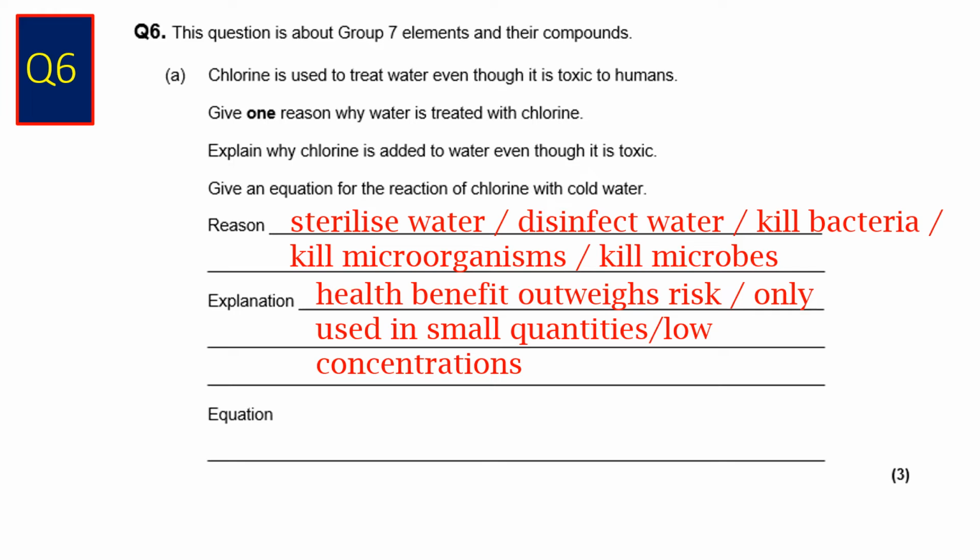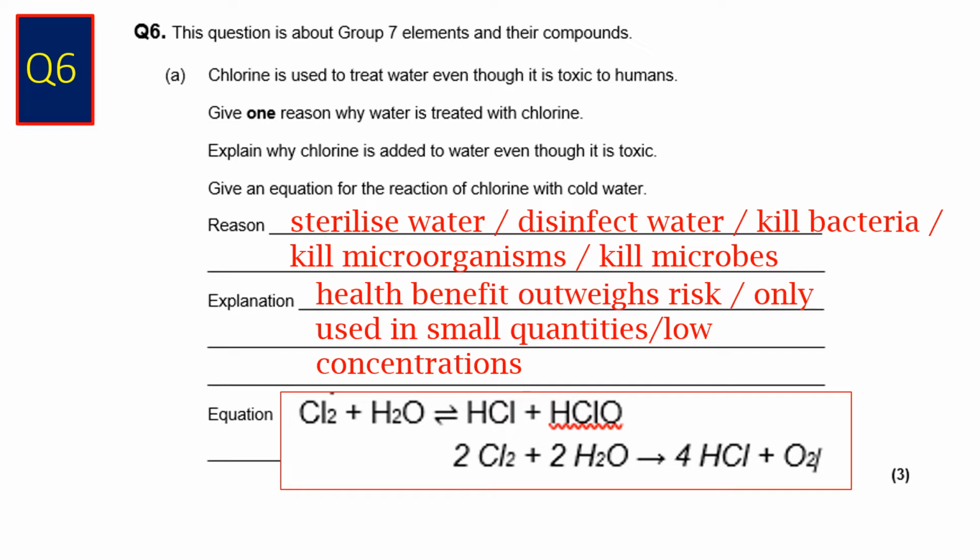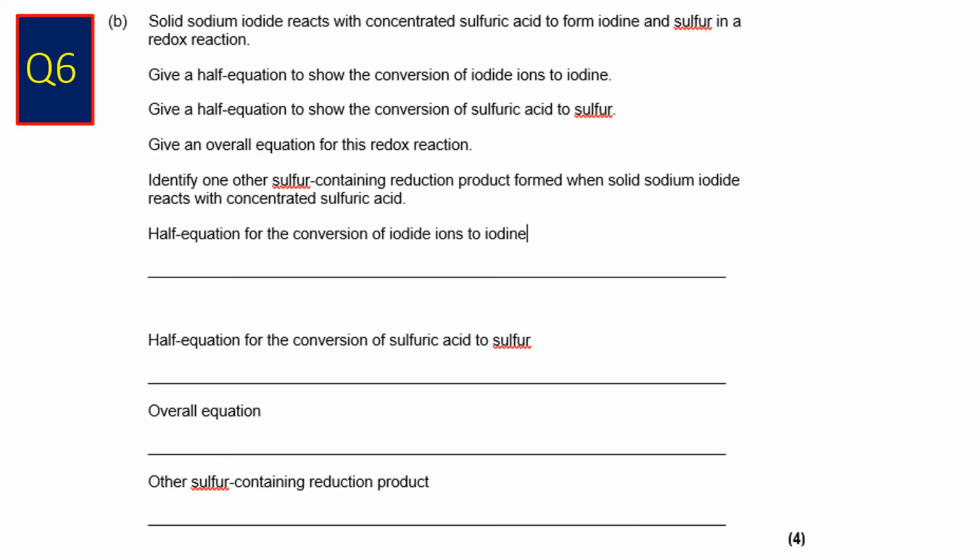Then we had to give the equation. So lots of you did the top one there, chlorine plus water goes to hydrochloric acid and the chlorate ion. But we need to have the equilibrium symbol, so if you didn't have that equilibrium symbol, you lost that mark. Or a few of you did the below one, 2Cl2 plus 2H2O forms 4HCl plus O2.